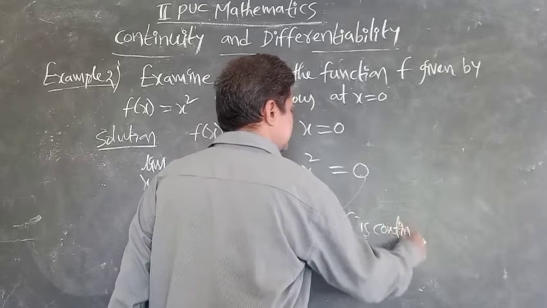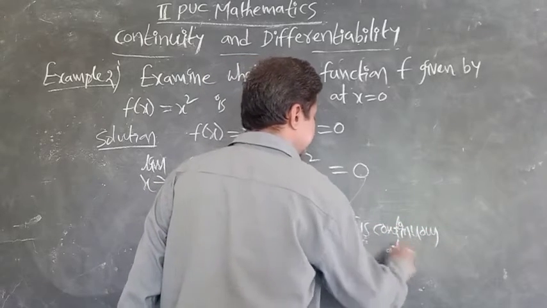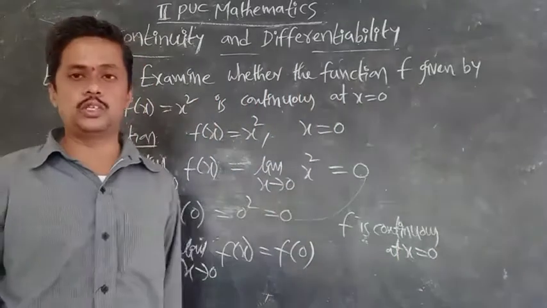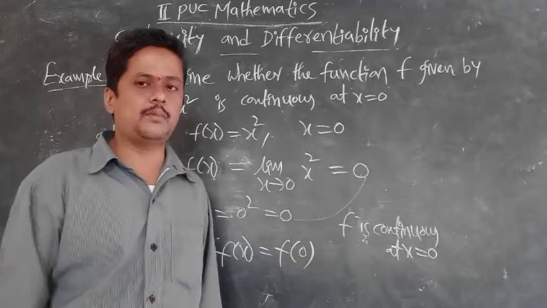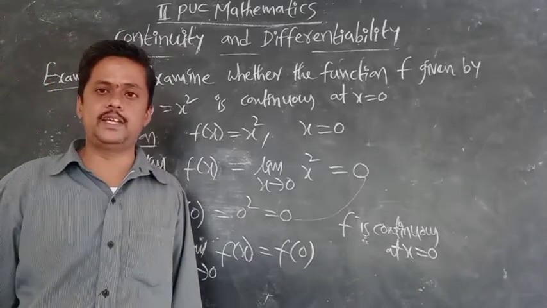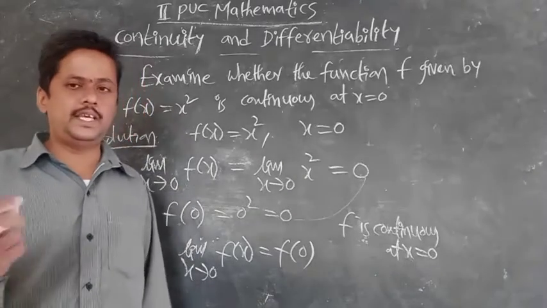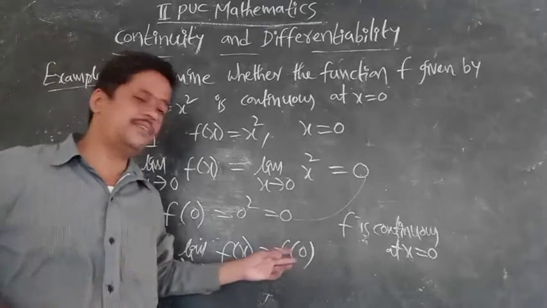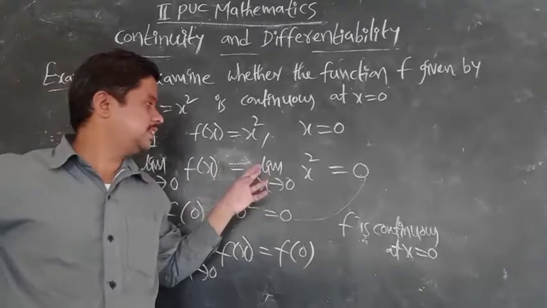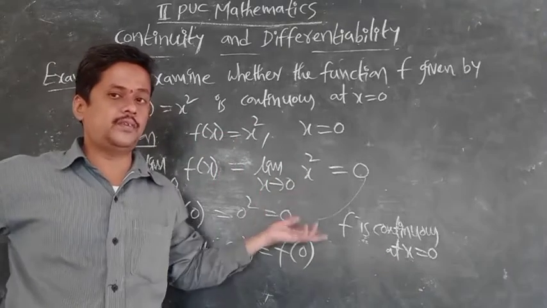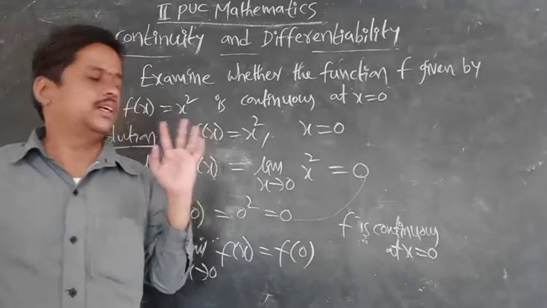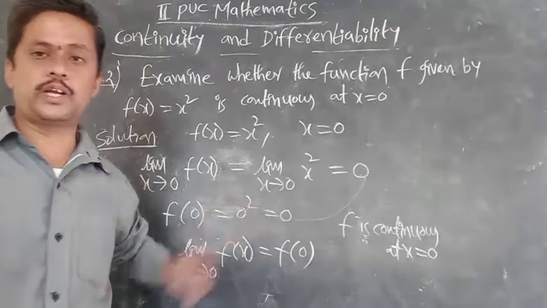F is continuous at x equals 0. Very easy. What is that formula? Tell me another time. Limit x tends to c, f of x is equal to f of c. So the c value changes according to the problem. Here the c value is what? 0. In the last problem c was 1. It will be changing, the function also changing. We have to write the function and substitute that value. That's it, very easy. Substitution only, and we have to write this condition.